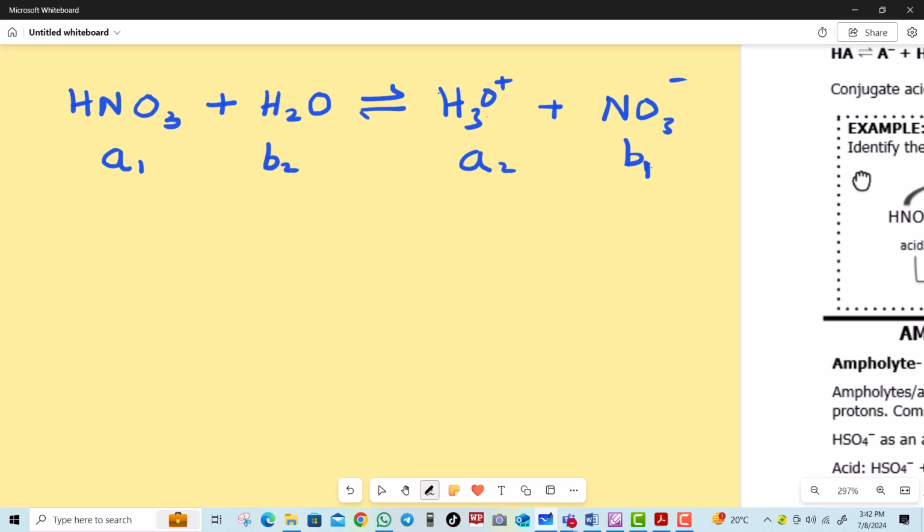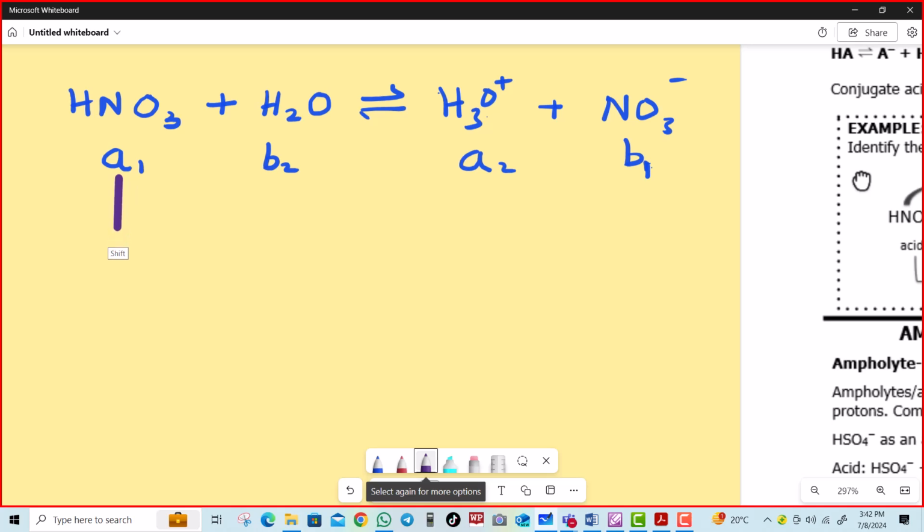So in other words, in your test, this is what you do. You can separate them like this. This is our acid A1. You draw a line like this, acid A1, then you go to the conjugate base like this. So this is A1 and B1, meaning these are acid-conjugate base pairs altogether.